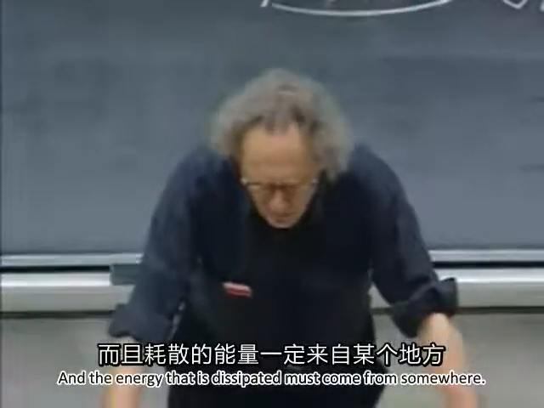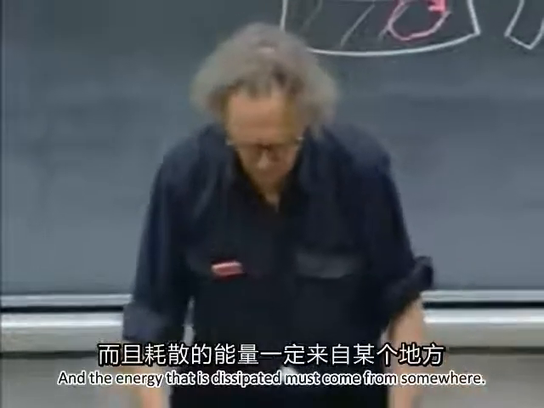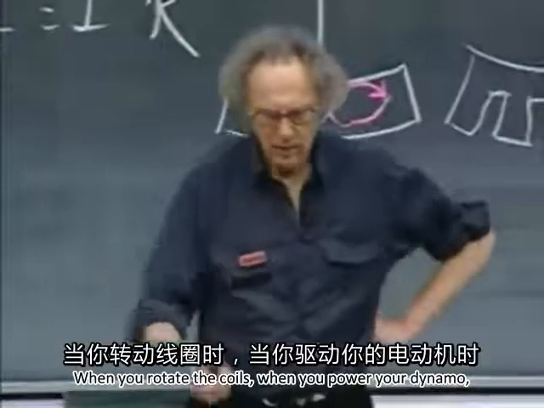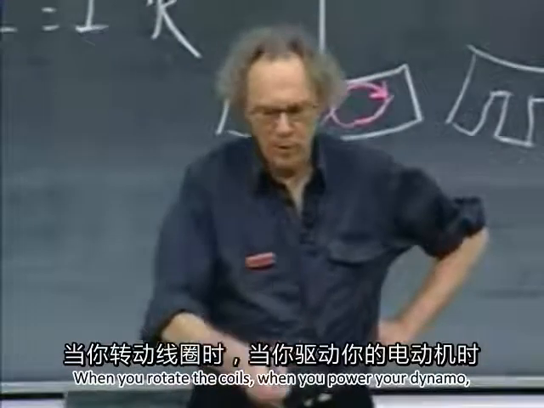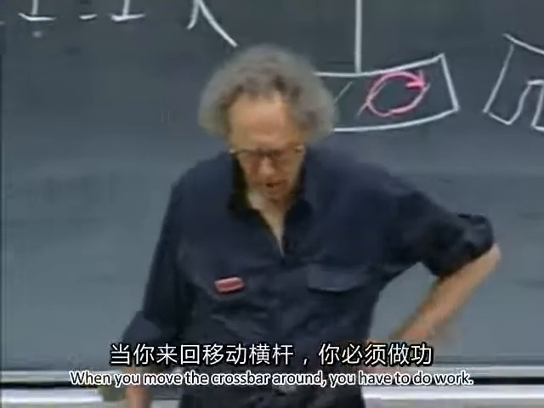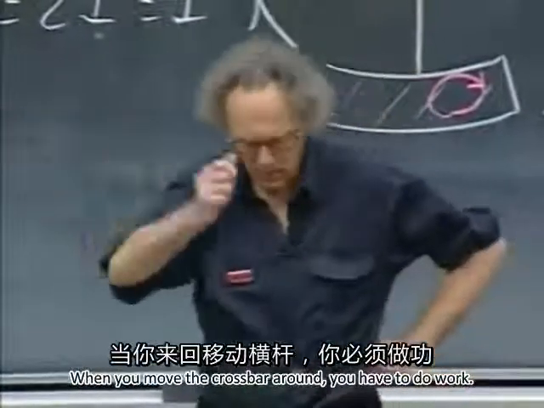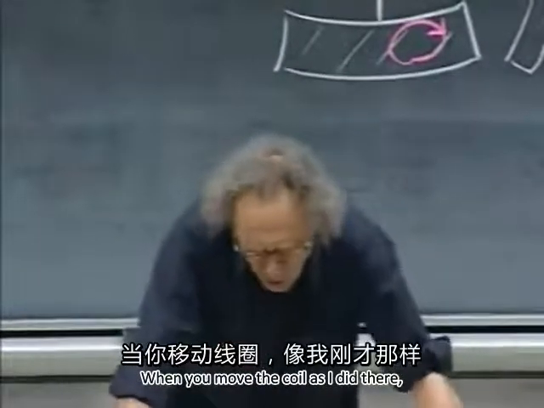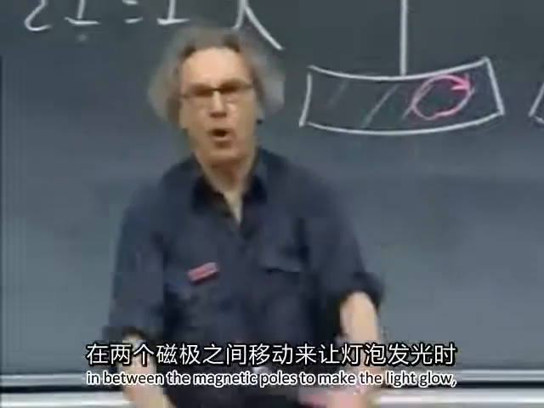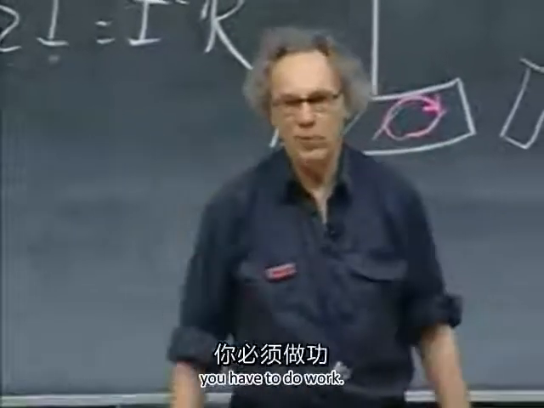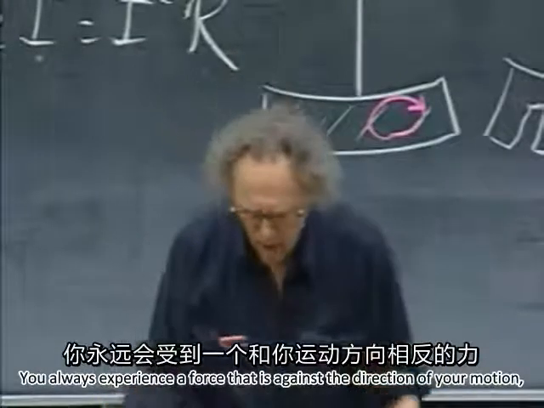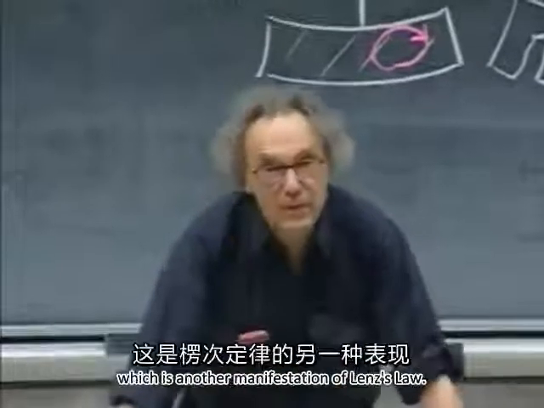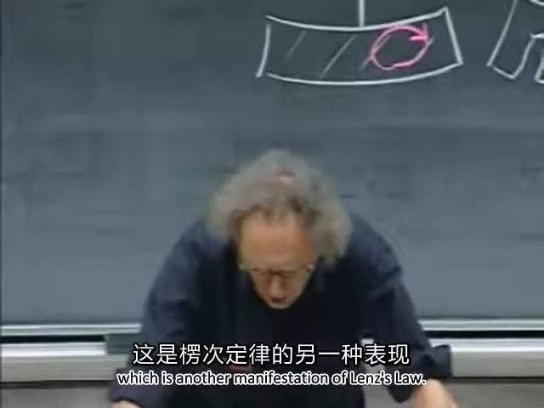And the energy that is dissipated must come from somewhere. When you rotate the coils, when you power your dynamo, you have to do work. When you move the crossbar around, you have to do work. When you move the coil, as I did there, in between the magnetic poles to make the light glow, you have to do work. You always experience a force that is against the direction of your motion, which is another manifestation of Lenz's law.